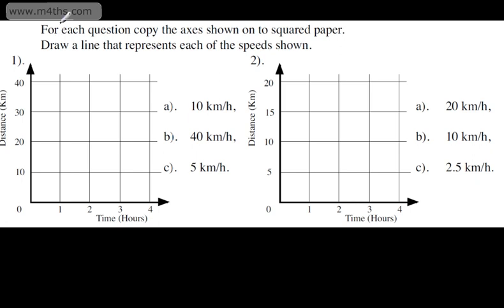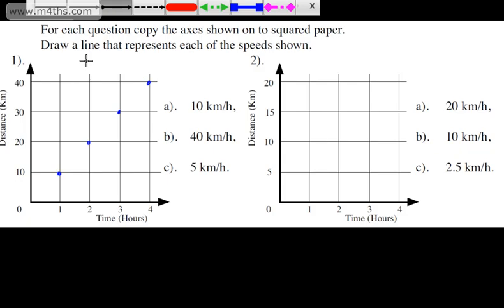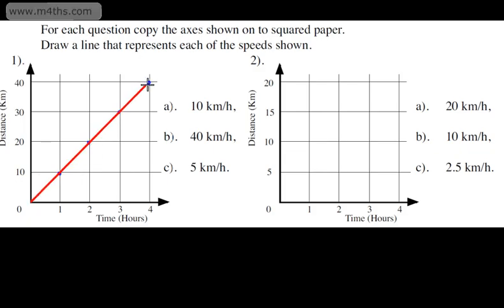Okay, for each question, copy the axis shown onto square paper. Draw a line that represents each of the speeds shown. So on this one, 10 kilometres an hour, 40 kilometres an hour, and 5 kilometres an hour. So let's start with 10. The easiest way to do this is to start at 0, 0. So if we're doing 10 kilometres in an hour, we've got 10 and 1, 20 and 2, 30 and 3, 40 and 4. And all we would do is draw a straight line. So with the straight line, now it would look something like so. This is going to go through these points.